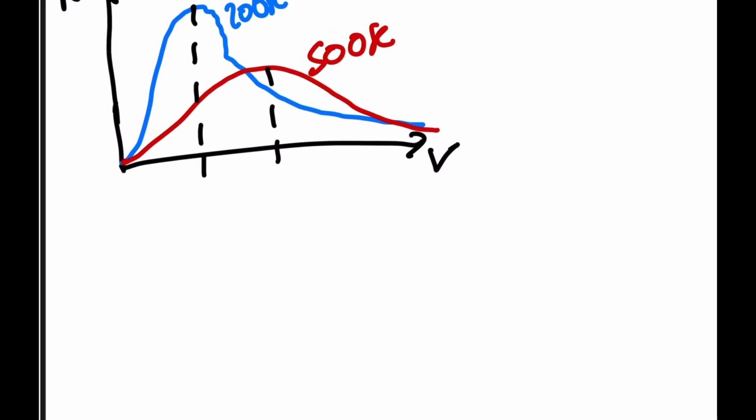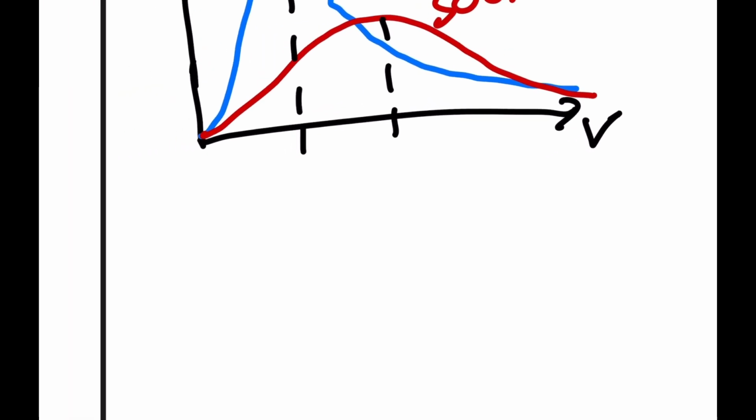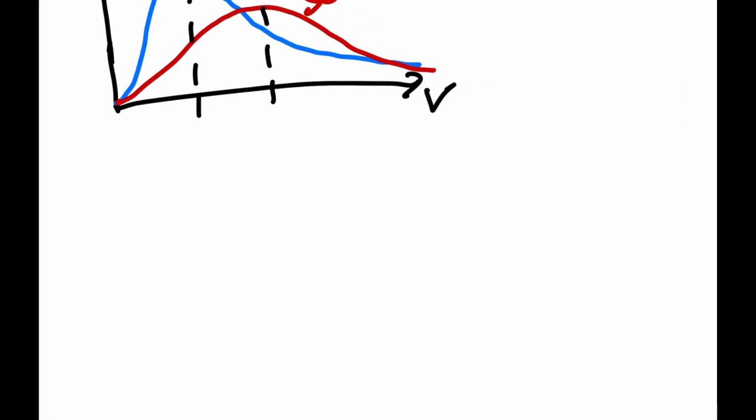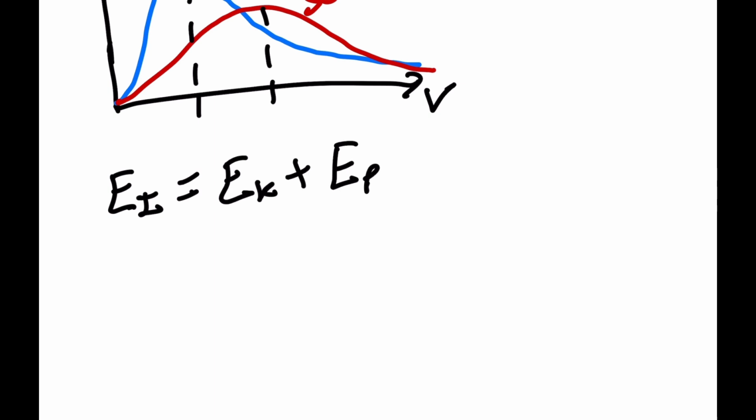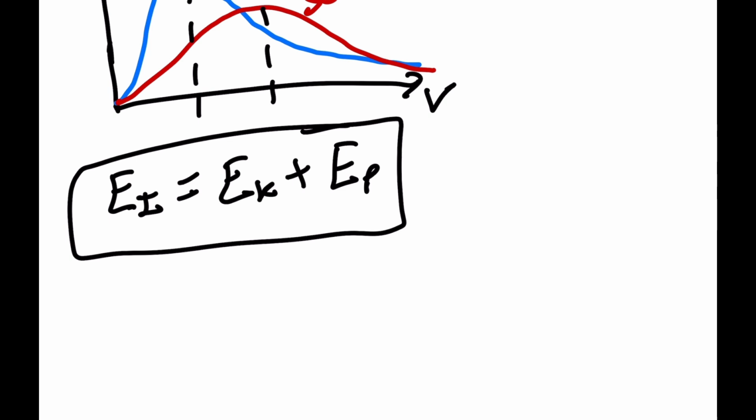Now let's go on to the internal energy formula. E_I, which is the total internal energy, is equal to the kinetic energy plus the potential energy of all the particles together.